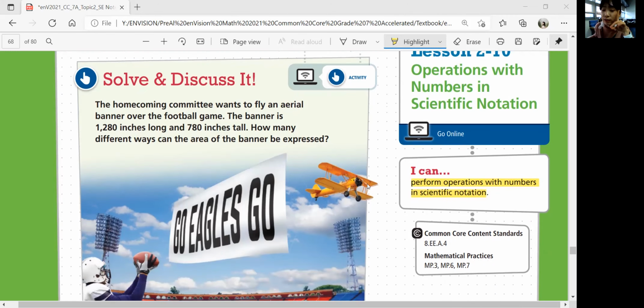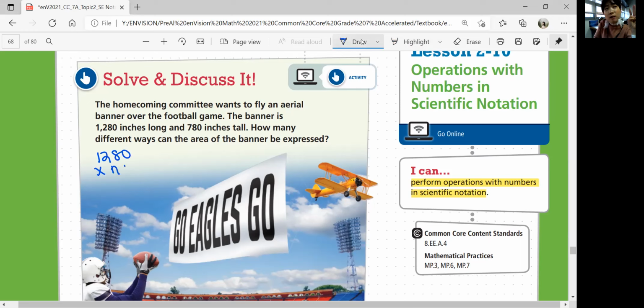So first of all, what do you need to know? First, identify the important information. We've got 1,280 inches long and 780 inches tall. Those are the width and the length, the dimensions. Second, calculate the area. 1,280 times 780 would be your area, length times width. Third, you would put that answer into scientific notation. So let's first multiply the numbers so that we can calculate the area.